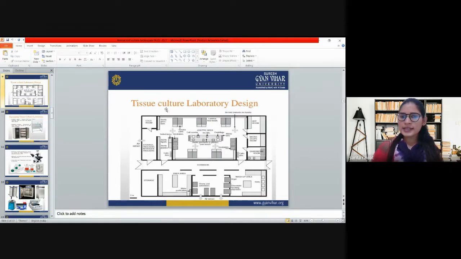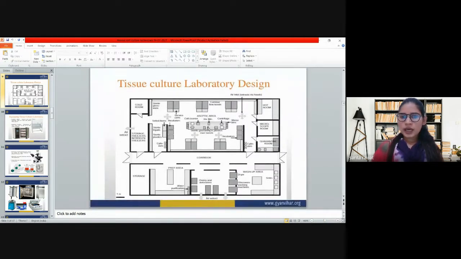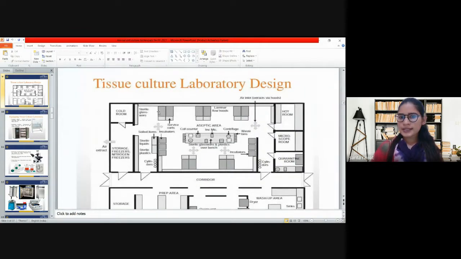Now, as you can see, this is the tissue culture laboratory design, and it includes the cold room, the storage, fertilizers, nitrogen, freezers, air exit, and then it has sterilized glassware, solid items, sterilized liquid, sterilized plastic, and cylinders. Then it has service chart, incubators, cell counter, aseptic area, laminar flow hoods, incubators, sterilized glassware and plastic over the bench, and this is the waste bench, and it has also the hot room, microscopic room, and quarantine room.